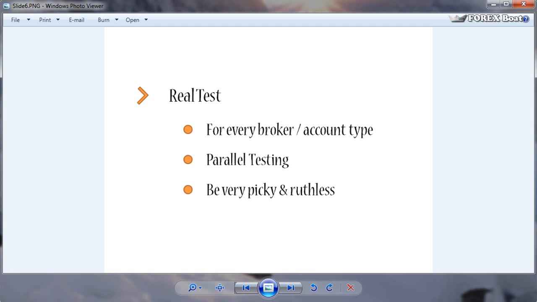So just make sure you go through all of these steps every time you change a broker or an account type. Parallel testing. That is something that we saw in this section of the course. That's when you run your real test in parallel to your demo test, and that is actually a good thing, because you can compare as they go, and you can see where the discrepancies are in real time.